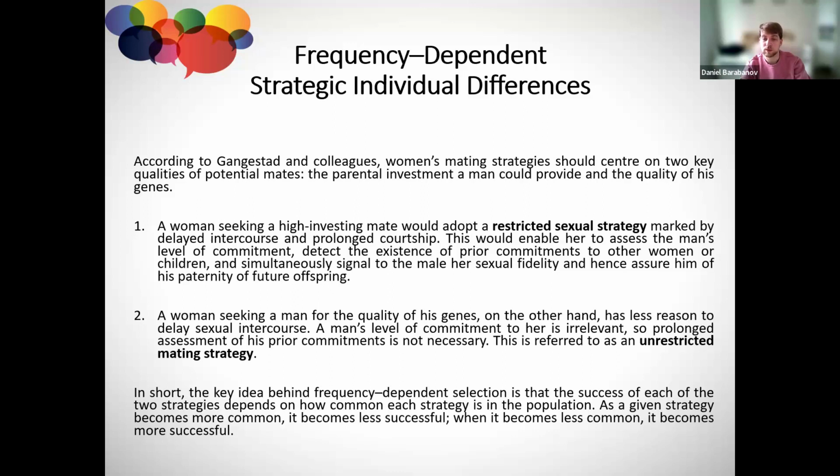In this case, there is not much sense in delaying sexual relationships, right? So in this strategy, sex happens early just to get those desirable genes. Again, it's a highly speculative idea. I personally don't think it worked that way, but it's an interesting example of research in evolutionary psychology, which I wanted to share with you.